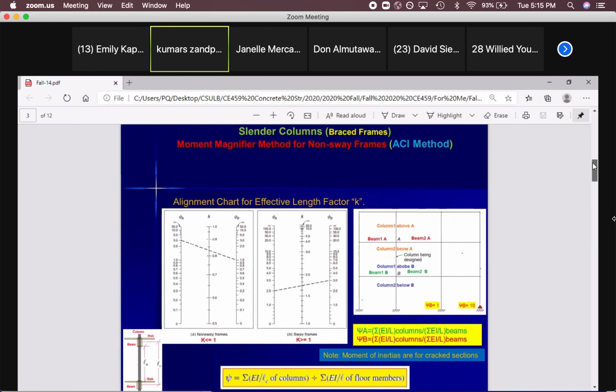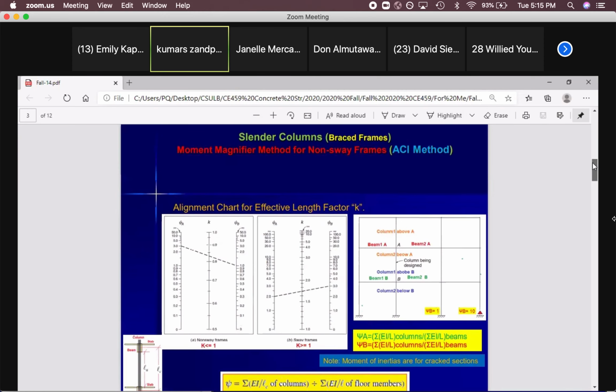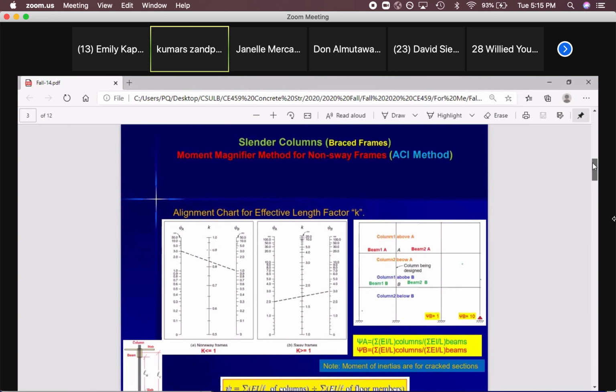Today we are going to learn about braced frames and slender columns. For the other case, the non-braced frame, it's a little harder. I will consider that for graduate studies. It's very similar. If you learn this, you can learn that even by yourself. If you learn one of these completely, the other one should be easy for you.